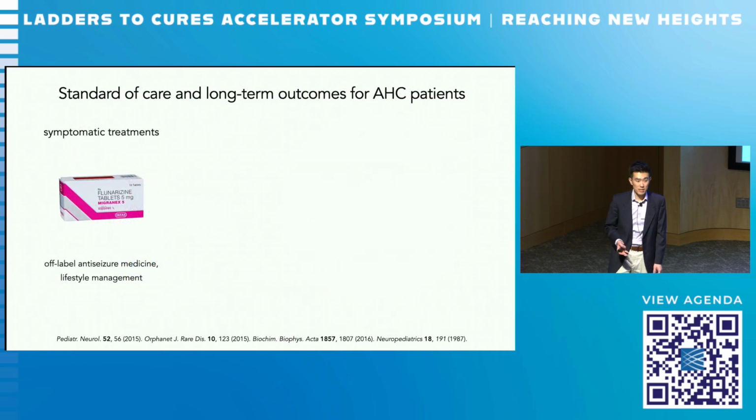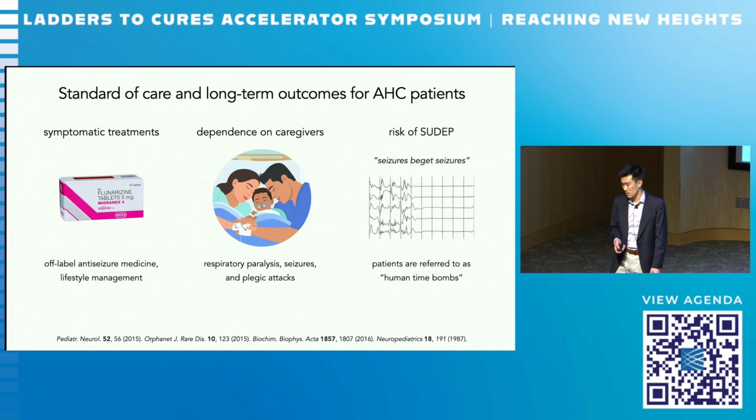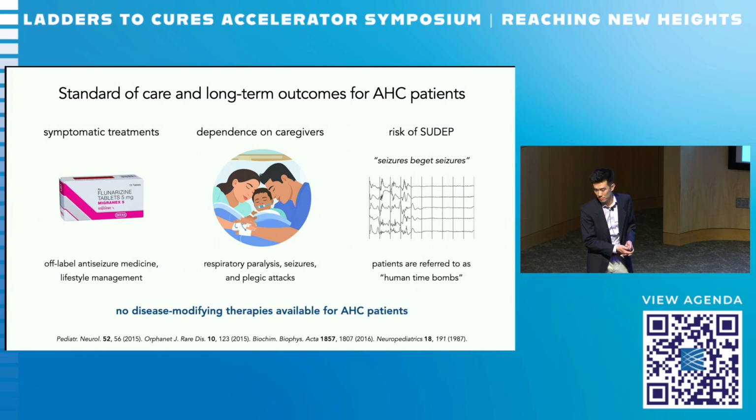For patients with AHC, there are currently no disease-modifying treatments available. They typically rely on symptomatic care. They are highly dependent on caregivers, given that at any moment they can suffer one of these debilitating attacks. And in the most severe cases, patients can regress, and it is quite a serious disease.